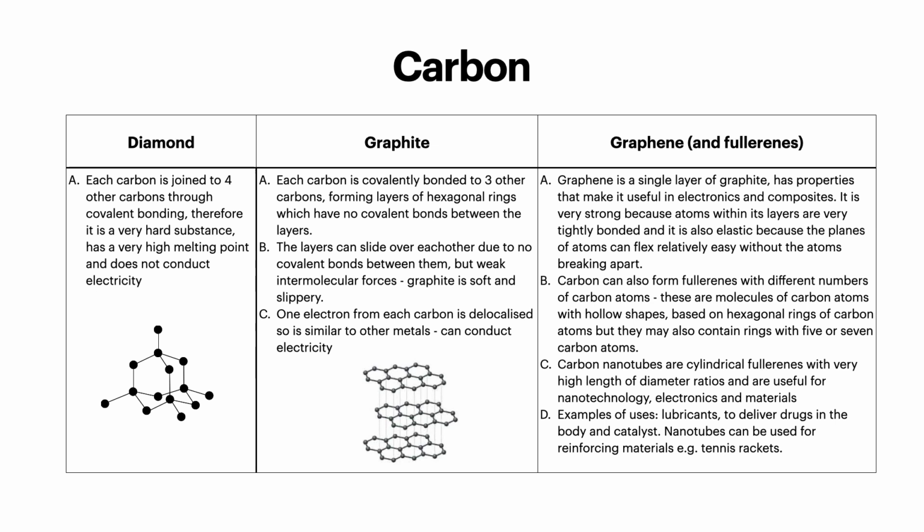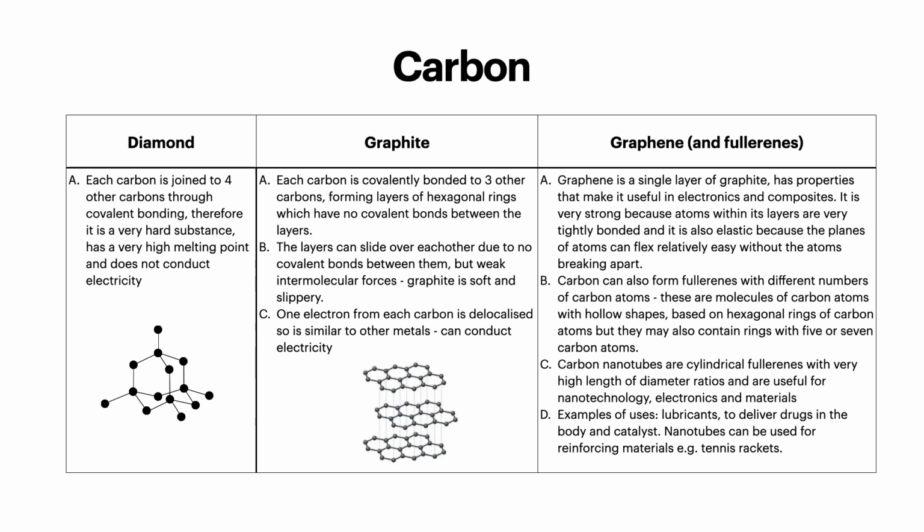Then we've got graphite. Each carbon is covalently bonded to 3 other carbons this time, forming layers of hexagonal rings which have no covalent bonds between the layers. The layers can slide over each other due to no covalent bonds between them, but weak intermolecular forces. So graphite is a very soft and slippery substance.